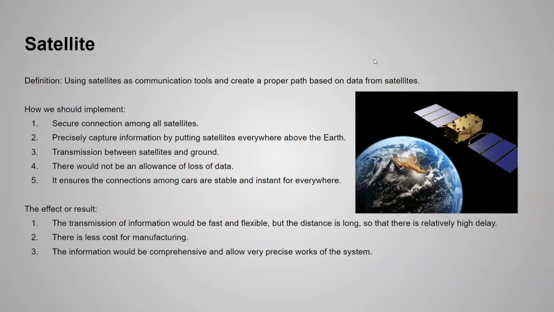For satellite, we need to make sure of the security of connection, the correctness of information, and the transmission between satellites and the ground. There would be no allowance of loss of data. It needs to ensure the connections among cars are stable and instant everywhere. The transmission rate of information would be fast, but due to the distance, there would be a relatively high delay, and there is less cost for manufacturing.